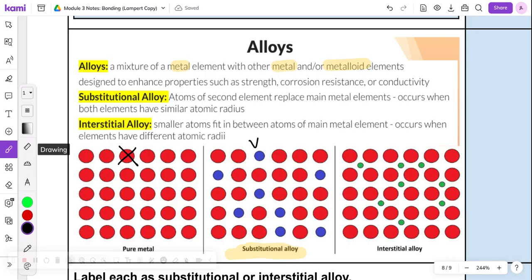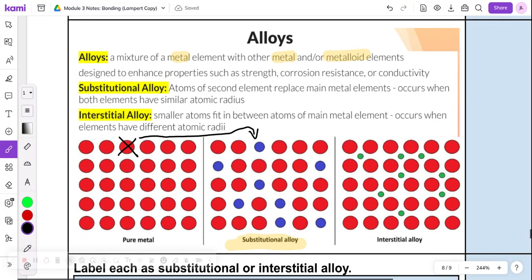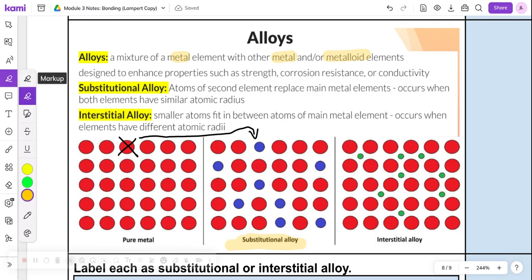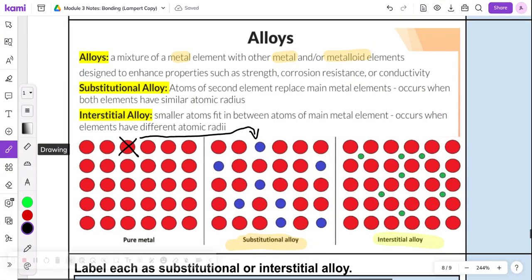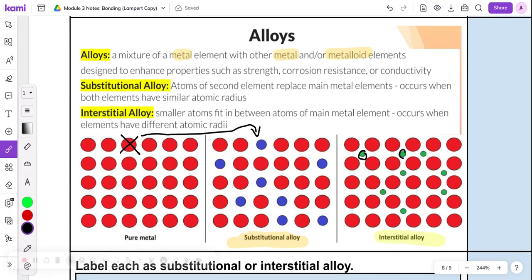Now, this is different than what's called an interstitial alloy. In an interstitial alloy, you have small atoms that fit between the main atoms. So again, looking at our interstitial, we started with all red. Now in the interstitial down here, we still have all those red atoms, but now we also have these green atoms that are in between.